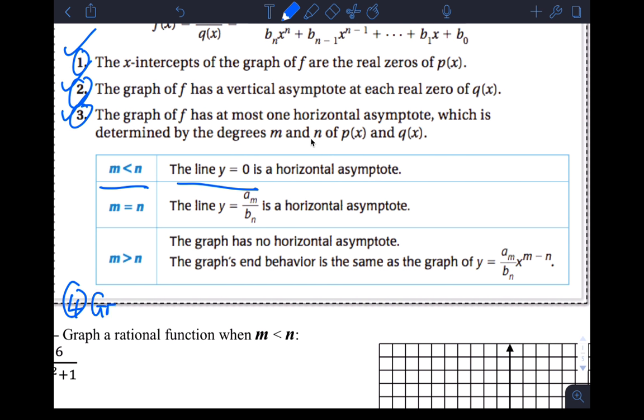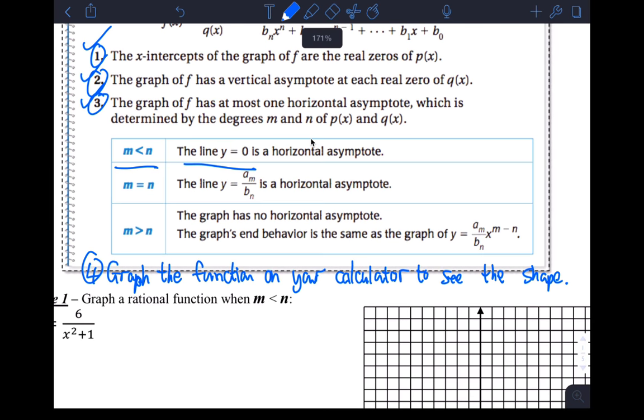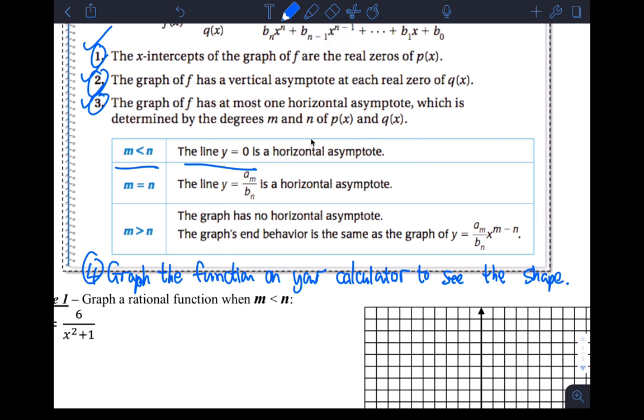graph the function on your calculator to see the shape. So this is an approximation. We're not really graphing this exactly accurately. It's an overall picture of what the function is doing. And this will let you get the idea of what's going on with the function. So we're going to do that.